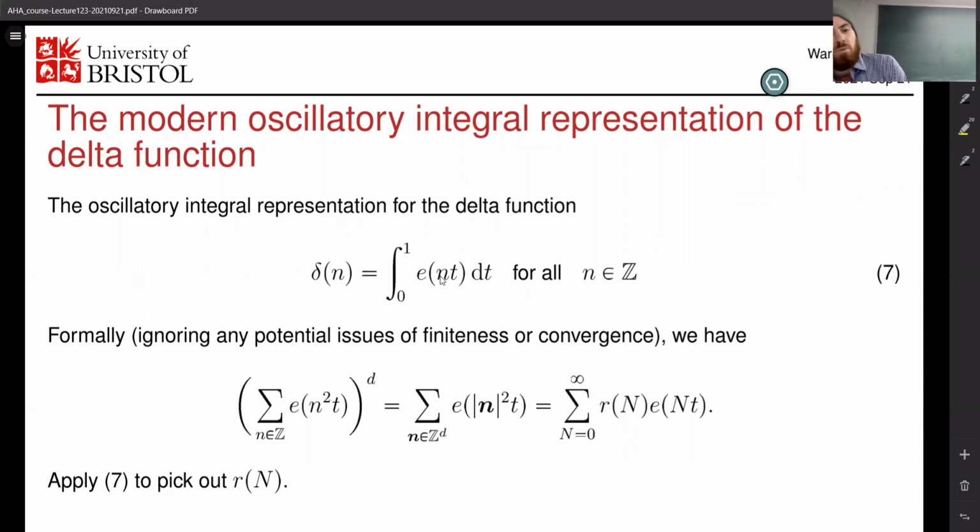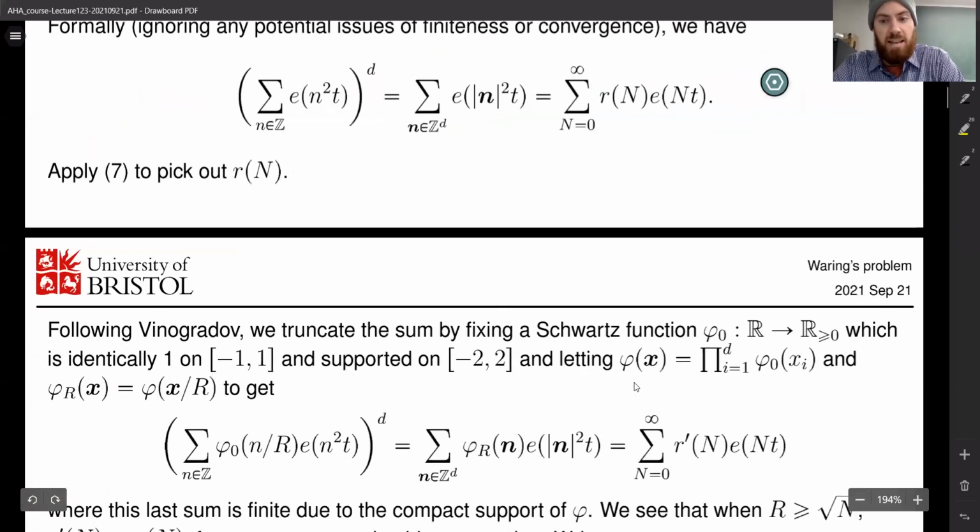So we wrote down a generating function by just formally taking all these exponentials and replacing the n with n squared. And when I took d copies of them and multiplied them together, it turns out that is the sum of the squares in d variables. And if I could just put all the ones such that the squares added up to n together, I got this representation function, right? And then formally applying this delta function over here, I could see that whenever I multiply against e to the minus nt, I'll pick out r of n. Okay, so that's where we were at last time.